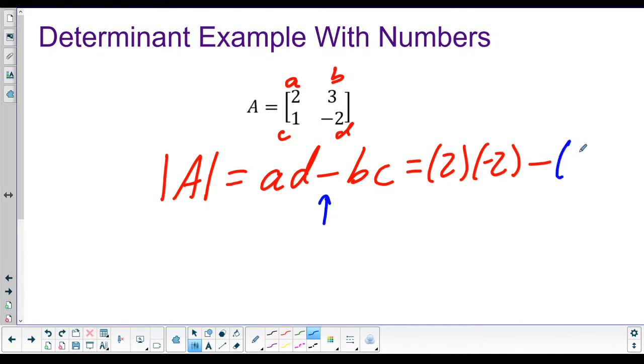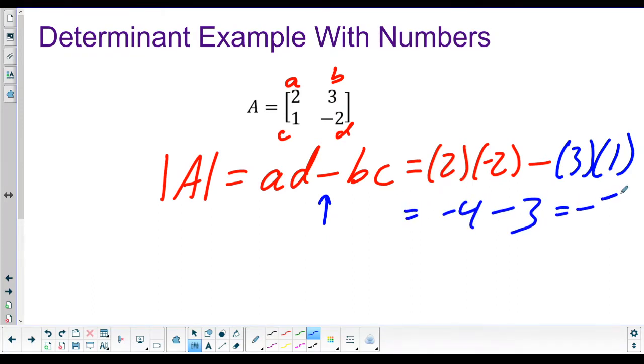BC. So B is 3, and C is 1. Then we just simplify this. So this is -4 minus 3, so that's -7. There we go. No more fraction.